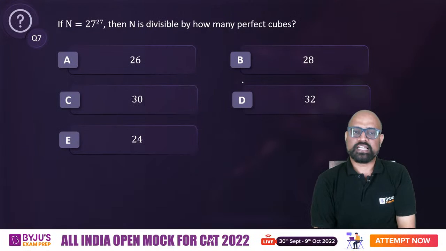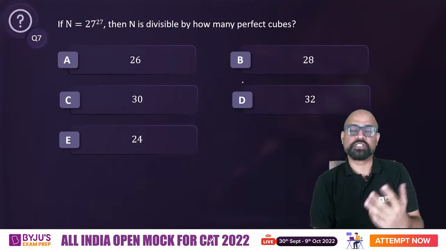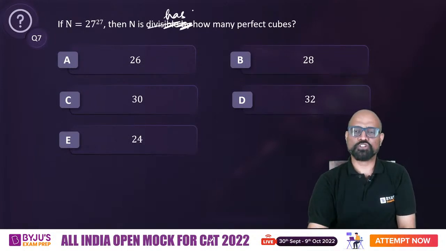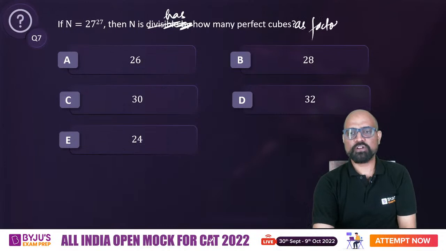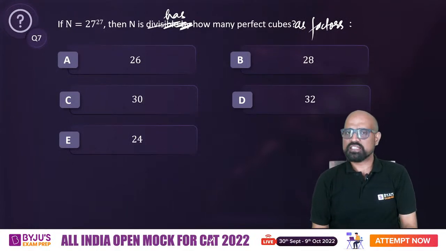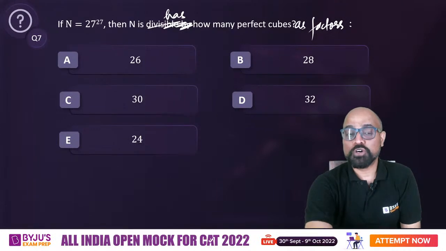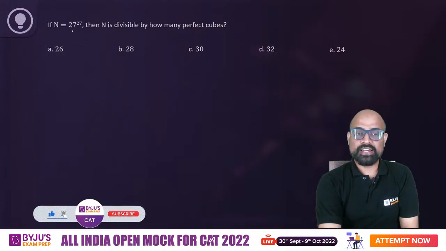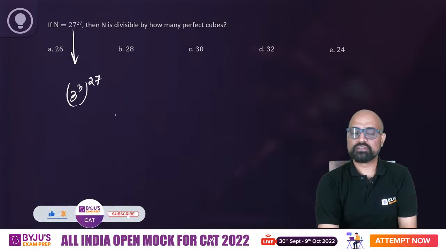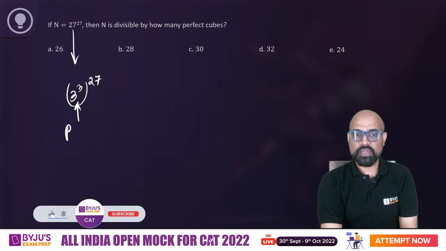Next, if you have a number of a particular format, you have to find out how many perfect cubes it has. Forget about this. The simple question is, if n has how many perfect cubes as factors. Find the number of factors of n which are perfect cubes. Because whichever are going to be the factors, those numbers are going to divide n also. Right? Same thing. So for perfect cubes, what do we do? We write this as 3 cube whole to the power 27, right? You already have a perfect cube here.